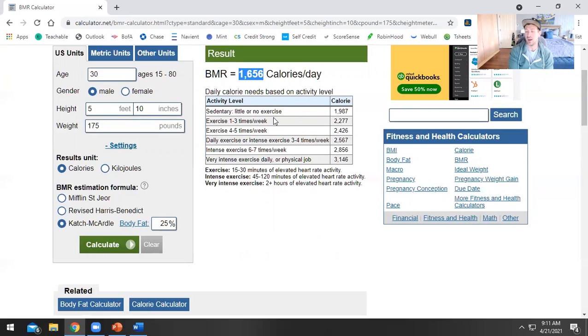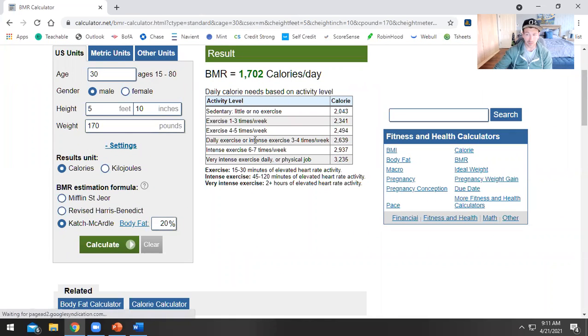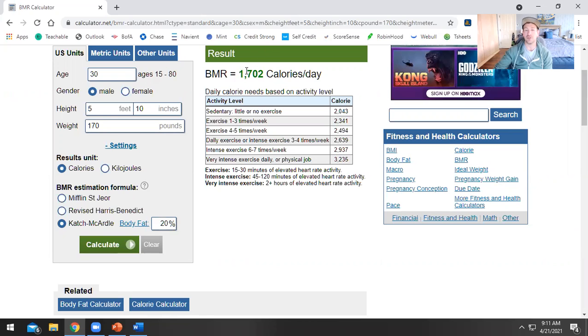Now, let's say they start going to the gym, they start managing their diet a little bit. And in a couple months, they drop their body fat percentage down to 20%, but their body weight goes down to 170. So they dropped 5 pounds, but they've dropped 5% of their body fat, right? So their BMR is going to go from 1,656 to 1,702. The number of calories they burn every day went up, even though their body weighs less.